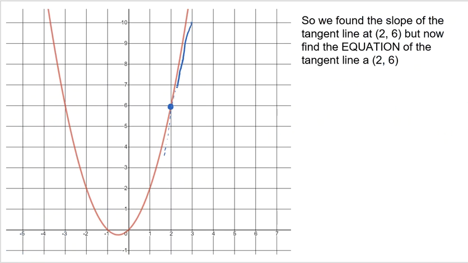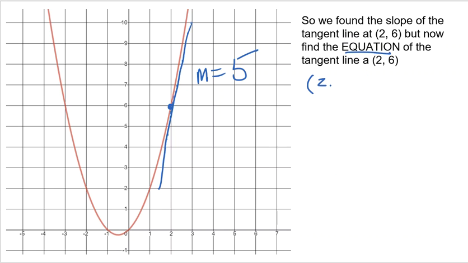I'm going to try to draw it as best I can. It's this line right here. The slope of that blue line that is tangent to (2, 6) is 5. How cool is that? So now that we've found the slope of the tangent line, we can actually find the equation of the tangent line.